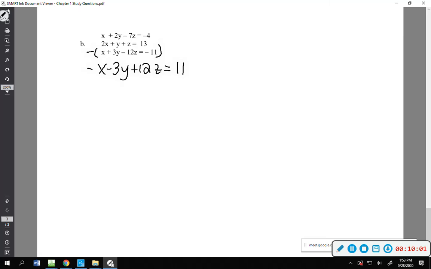Again, biggest mistake I see in these problems is just dropping negatives. Or forgetting to distribute to the right side of the equation. That's really the big mistakes that I see. So now I'm adding the first one and this one. So x minus x is 0. 2 minus 3 is negative y. 12 minus 7 is 5z. And 11 minus 4 is 7.